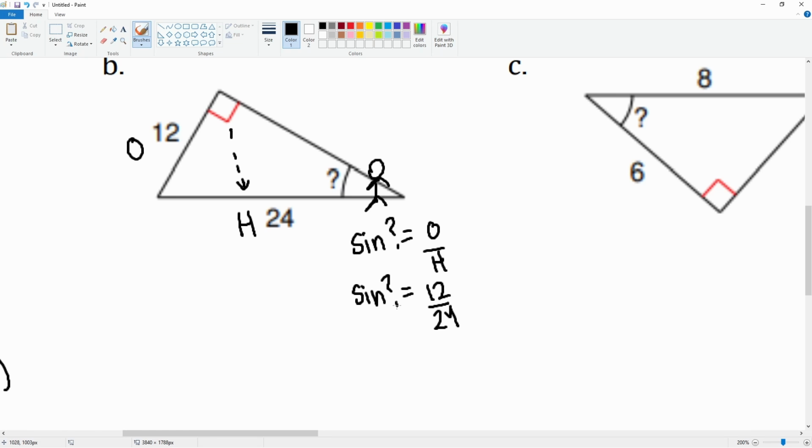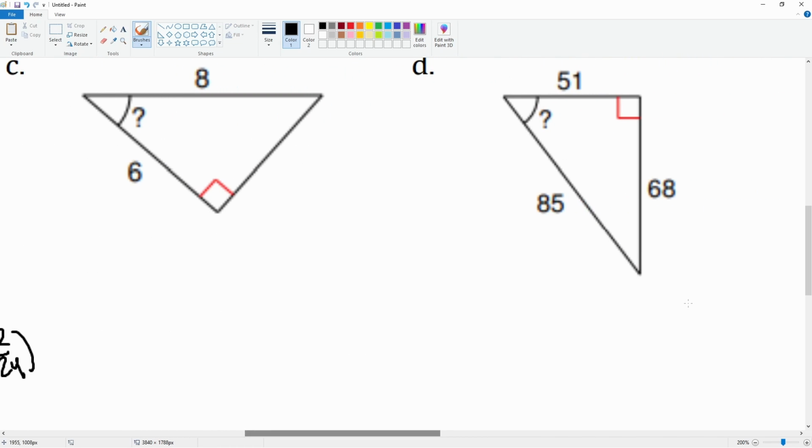To get that question mark by itself, we do the inverse. So question mark is equal to sine inverse of 12 over 24. Okay, plug that into the calculator. Sine inverse of 12 divided by 24, you get 30. So this question mark is equal to 30 degrees. Okay, all right, so let's do C.